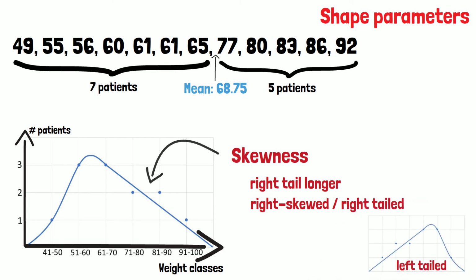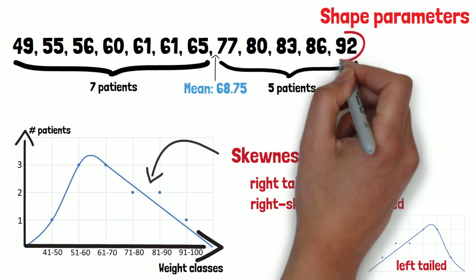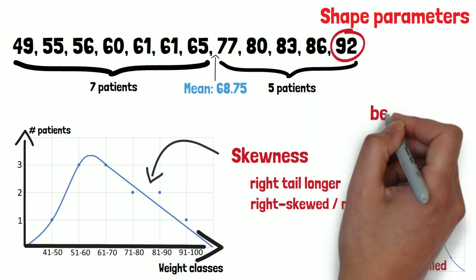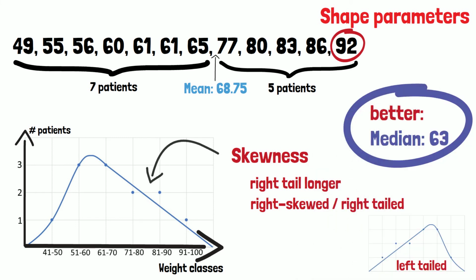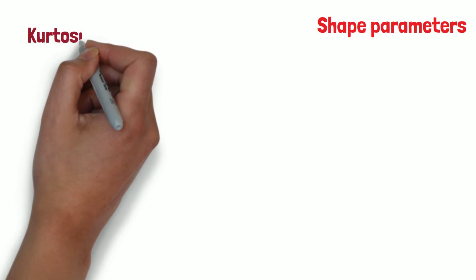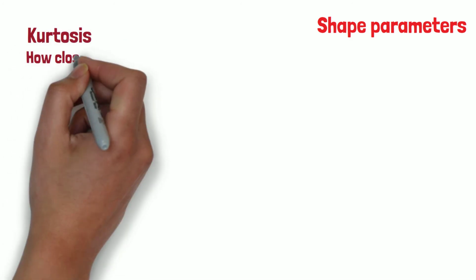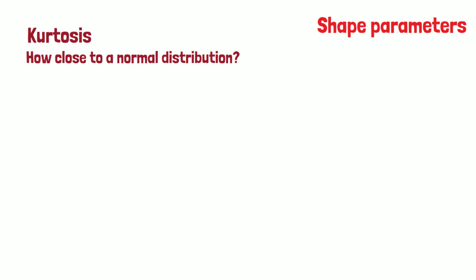A skew occurs when there are extreme values on one end of the curve, either on the higher or lower end. In these cases, describing the data using the median may be better than using the mean. This leaves us with the last aspect, the quartiles. The quartiles describes how closely a distribution resembles a normal distribution.